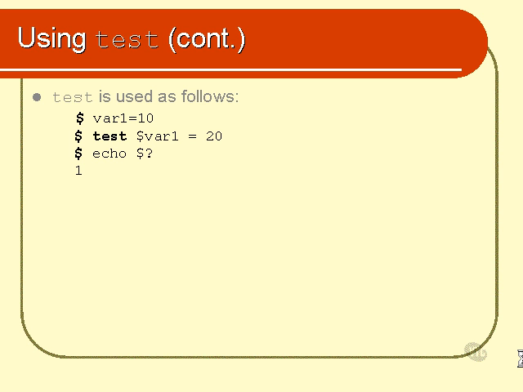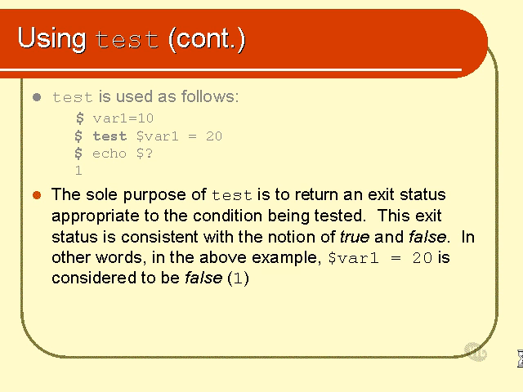Now, the sharp ones amongst you may be already guessing where this is going. So, what we can do is we can think of this exit status as a true or false value. This is where true and false really start to come into play, and this is the first time that they actually do. In the above example, we say, well, var1 equals 20. That is a comparison test. So the statement var1 equals 20 is either true or it's false. And test will return an exit status appropriate to that particular true-false value.